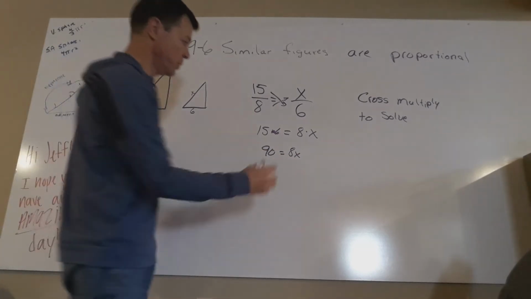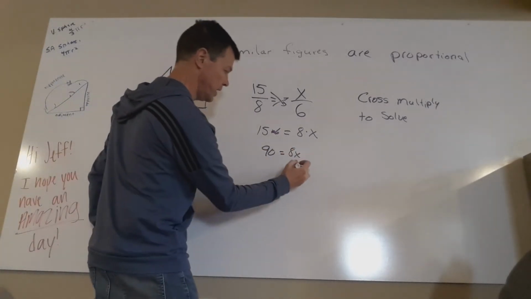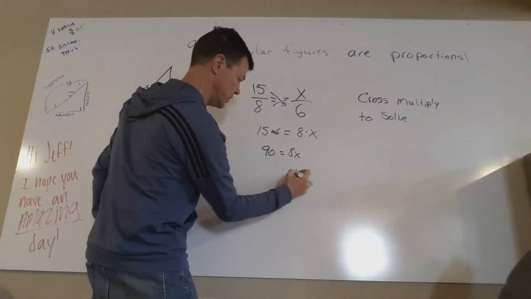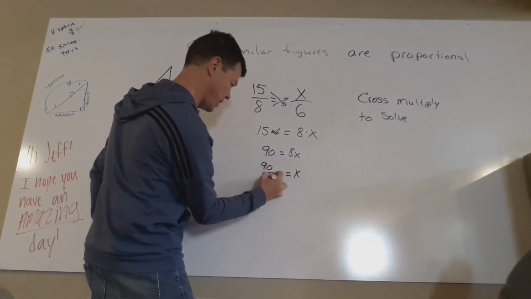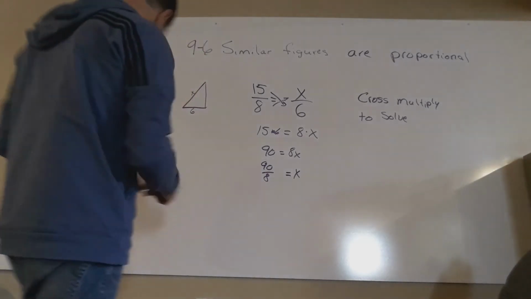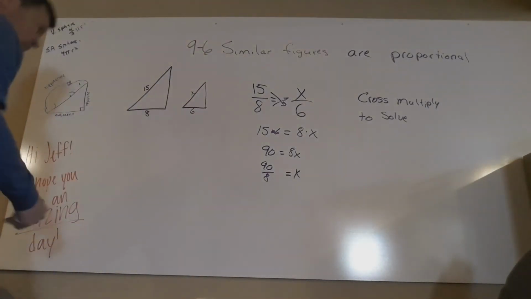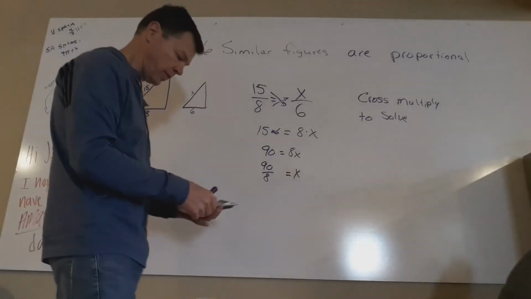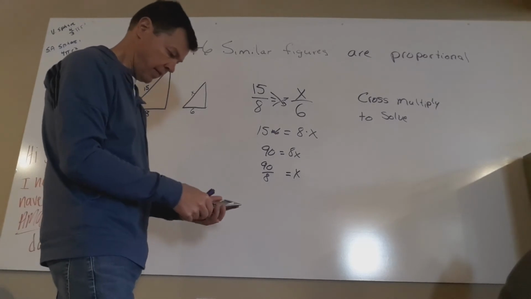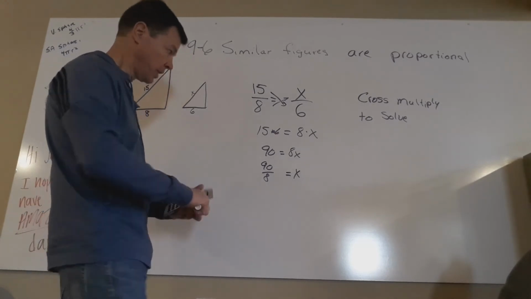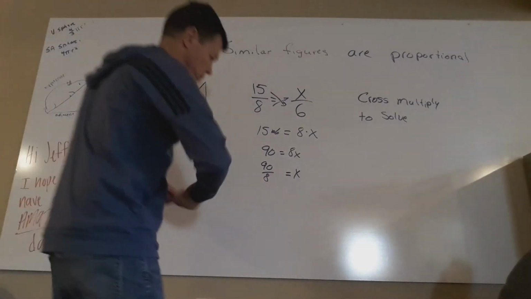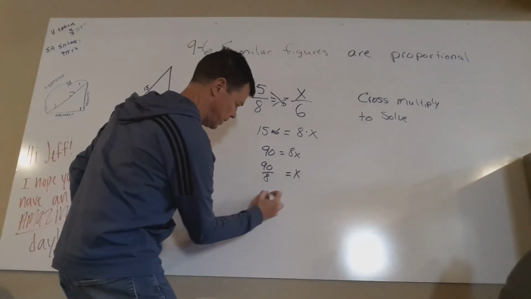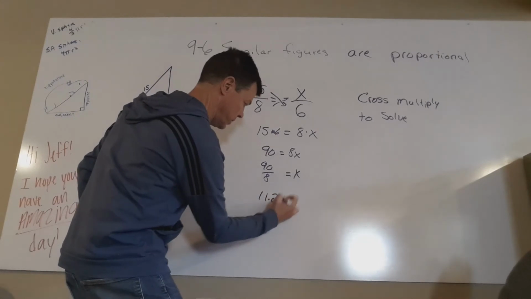You just need to divide both sides by 8. That cancels the 8 on the right side. So divide by 8 and you have x. 90 divided by 8 does not come out clean. You end up with a fraction. You have calculators you can use. 90 divided by 8, you end up with 11.25. x equals 11.25.